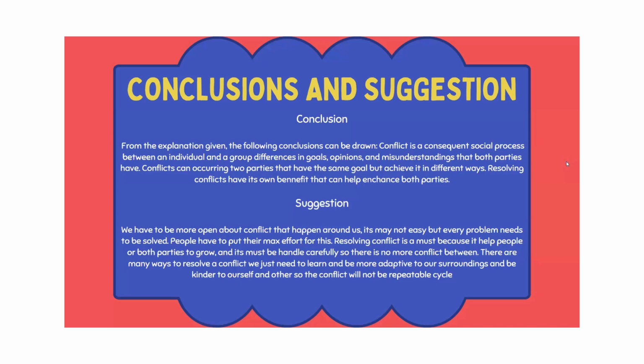And that's where I come to the conclusion and suggestion for this. For the conclusion, from the explanation given, the following conclusion can be drawn. Conflict is a consequent social process between an individual and a group, from differences in goals, opinions, and misunderstandings that both parties have. Conflict can occur if two parties have the same goal but achieve it in different ways, or they have different methods. What is the cause of the conflicts?